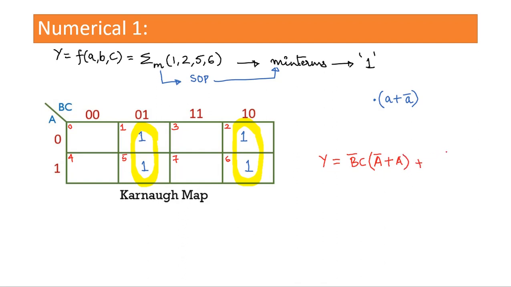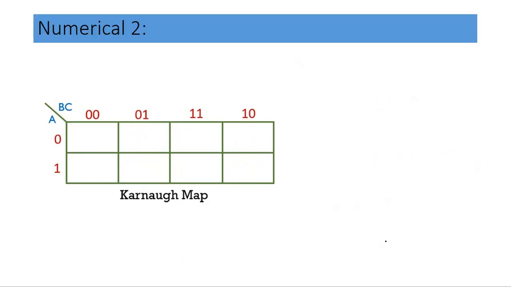plus B C bar into A bar plus A. This A bar plus A is equivalent to 1. So finally I have the result y is equal to B bar C plus B C bar, which is equal to B XORed with C. So let us solve the next numerical.